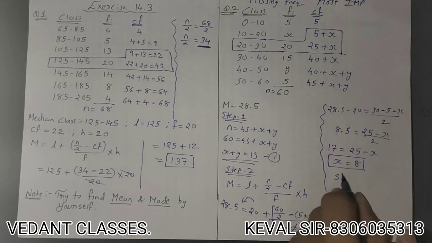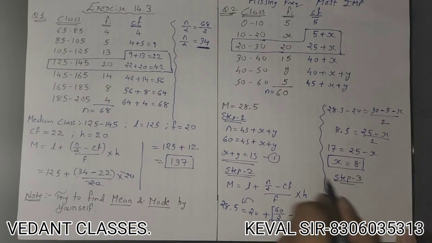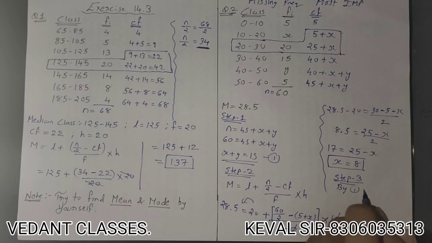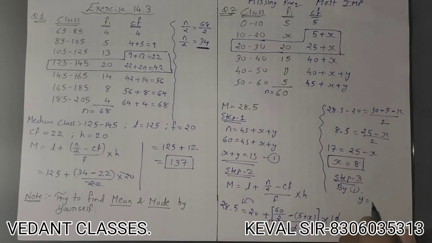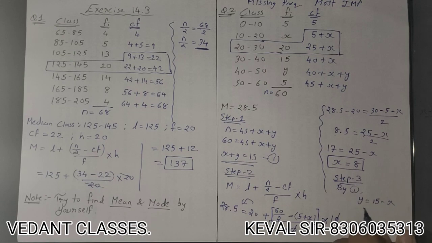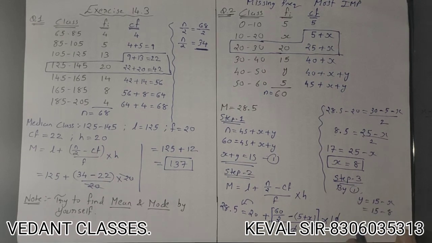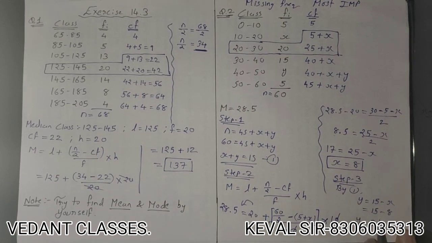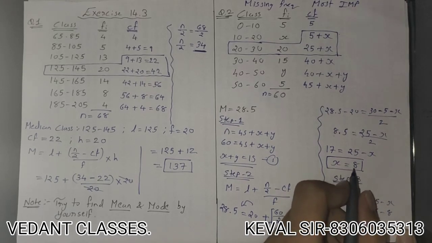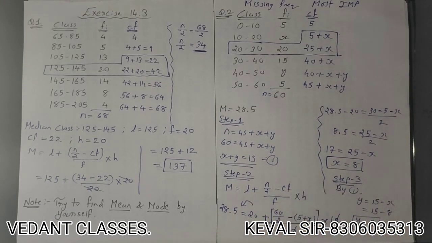Okay, now in step 3 you can just reverse substitute the values. By equation 1 you can write y is equal to 15 minus x, so it will be simply 15 minus 8, so the value of y is 7. So we got the missing frequencies: x equal to 8 and y equal to 7.